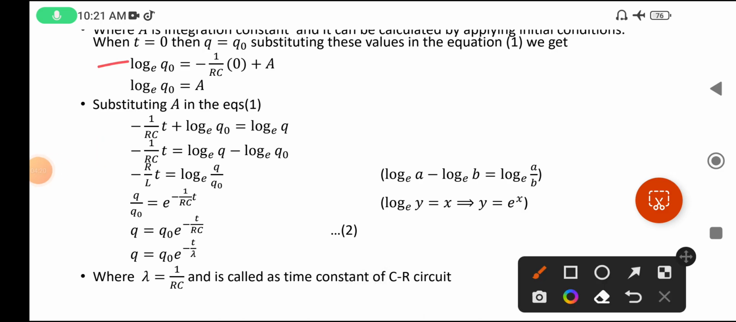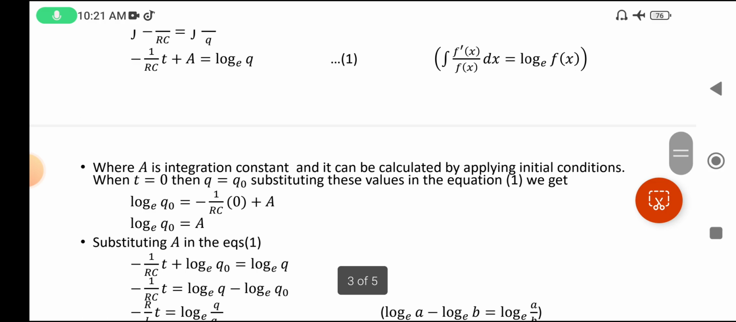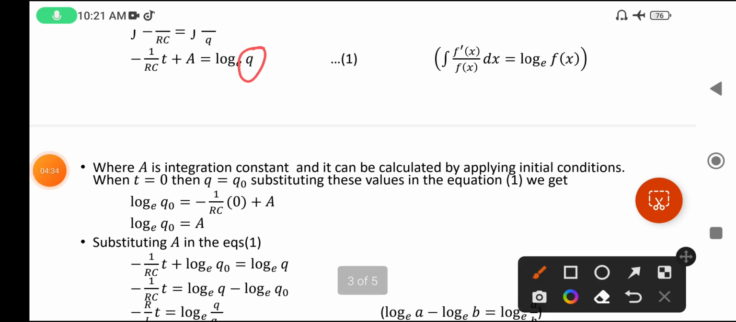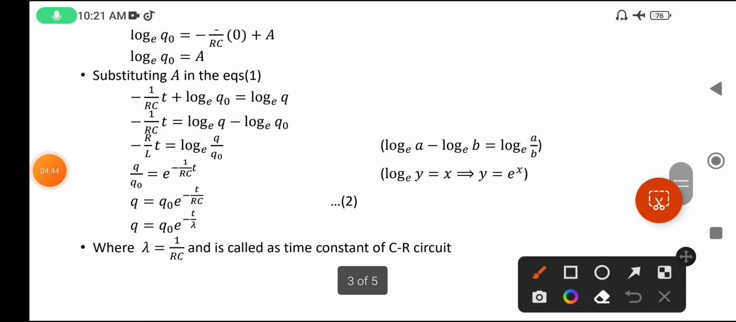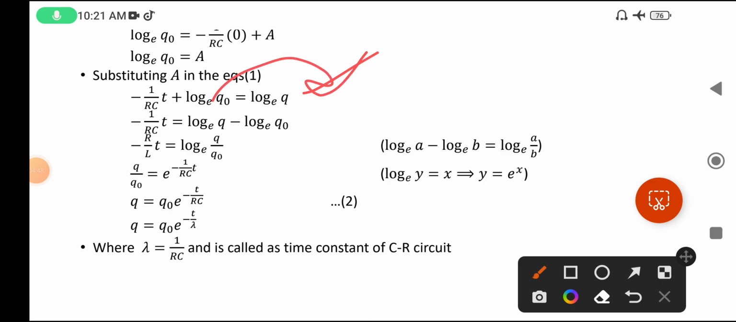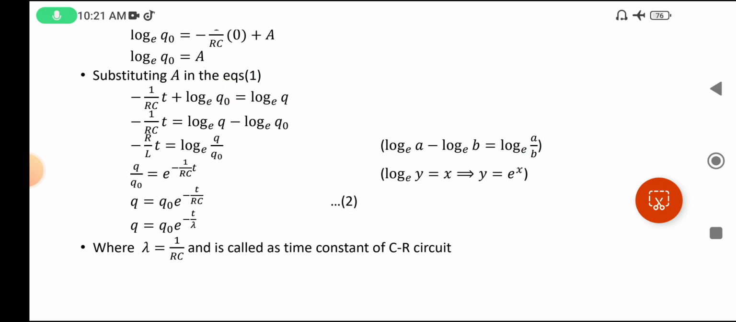Now apply those two conditions in the above equation. Then we write it like this, and from this we can get like this. In the place of q, q naught is written, and in the place of t, 0 is substituted. See the above equation. So we got the value of A like this. Now substitute the A value in the above equation, then we can write like this. Bring this to this side, it becomes minus. So log a minus log b form is there, then the log a by b formula.